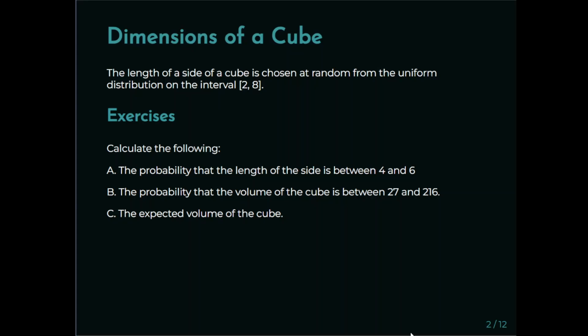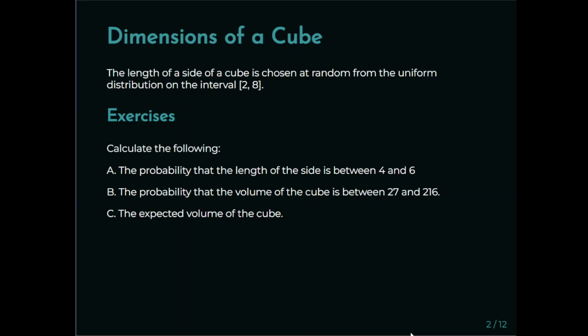The length of a side of a cube is chosen at random from the uniform distribution on the interval 2 to 8. So the minimum value is 2 and the maximum value is 8. Calculate the following. Calculate the probability that the length of the side is between 4 and 6. Calculate the probability that the volume of the cube is between 27 and 216. And calculate the expected volume of the cube.